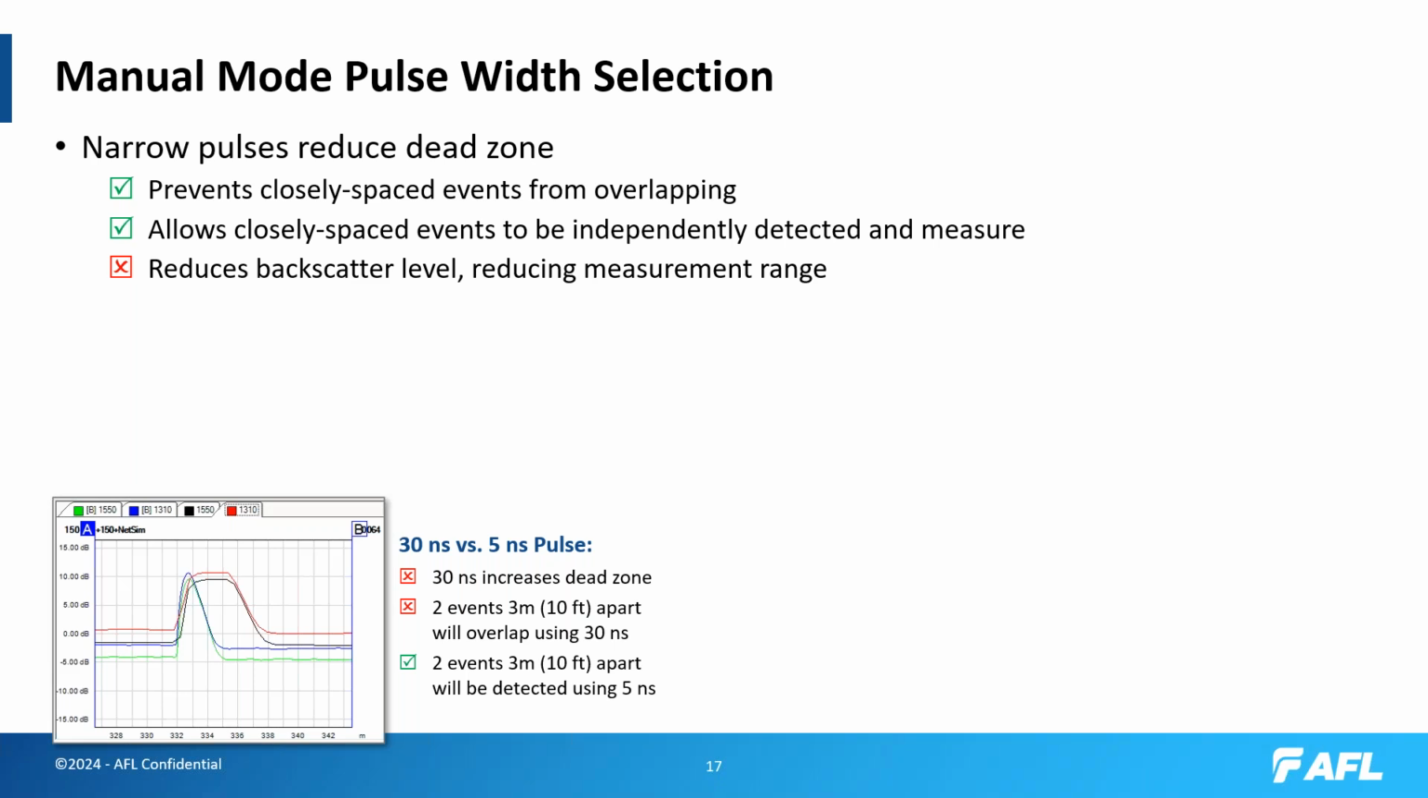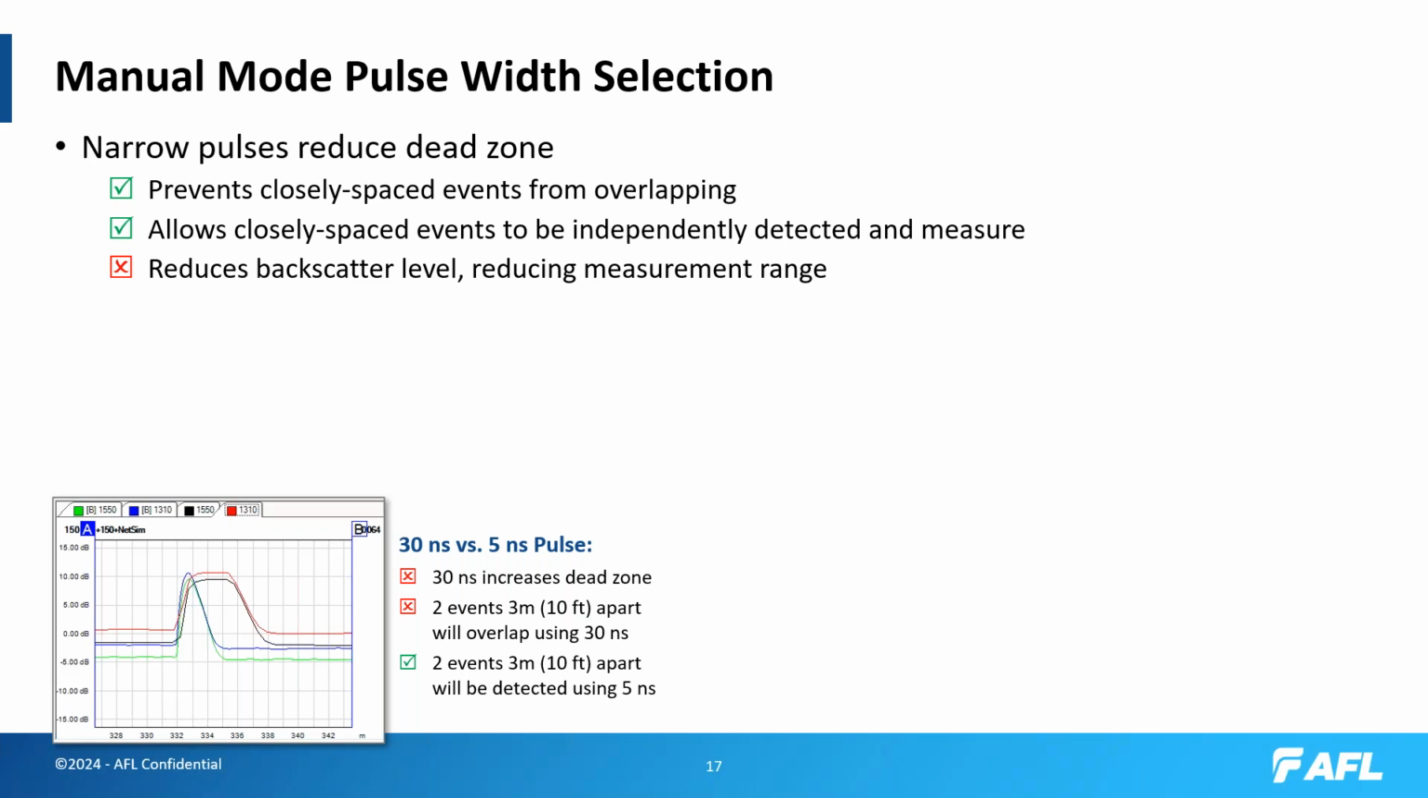So in the graph here, I've shown you a comparison of what a 30 nanosecond pulse width looks like. That's the red and the black pulses representing 1310 and 1550. And I've also shown you what a 5 nanosecond pulse width looks like at a reflective event. And those are the green and the blue traces, green being the 1550 nanometer at 5 nanoseconds and blue being the 1310 nanometer at 5 nanoseconds.